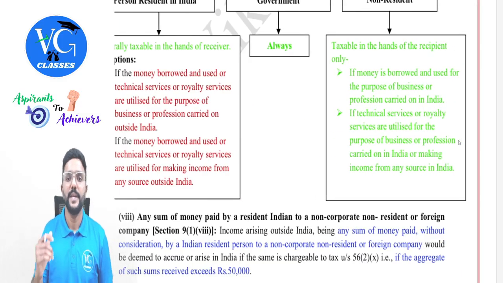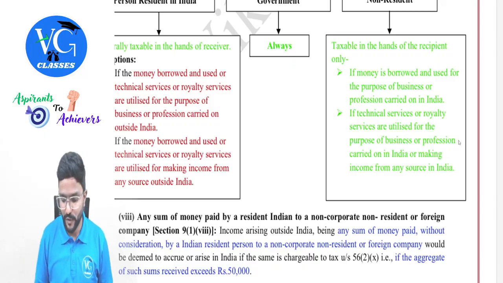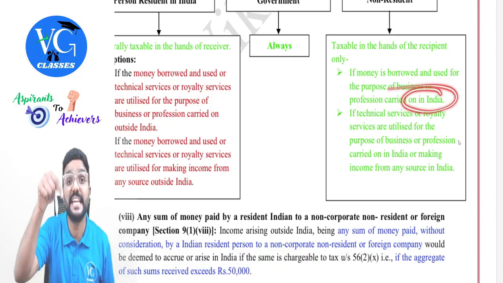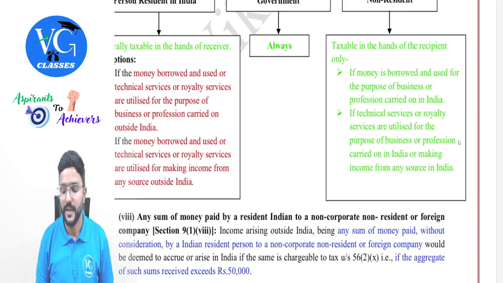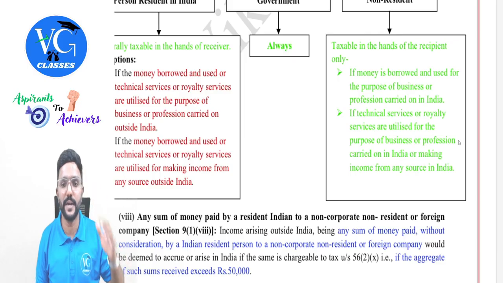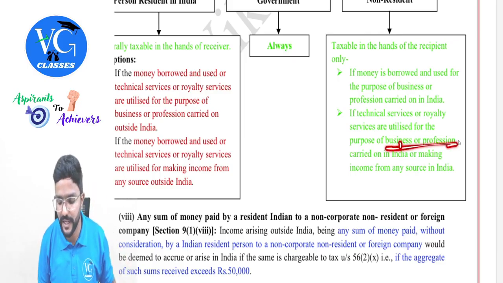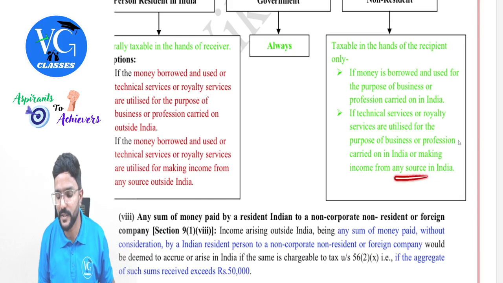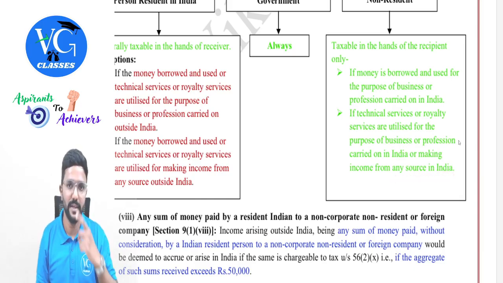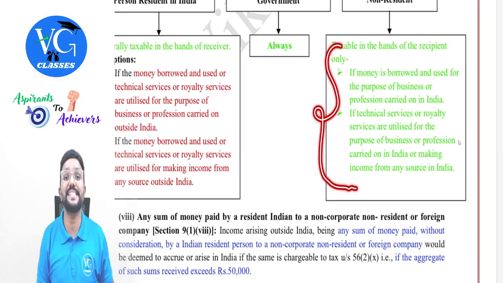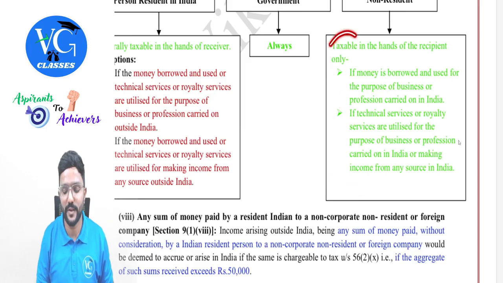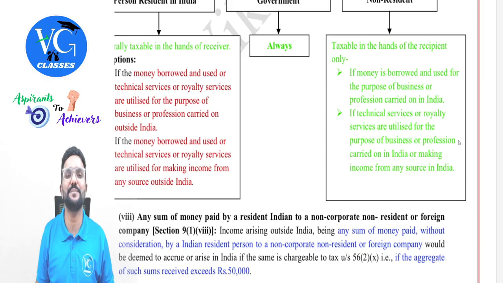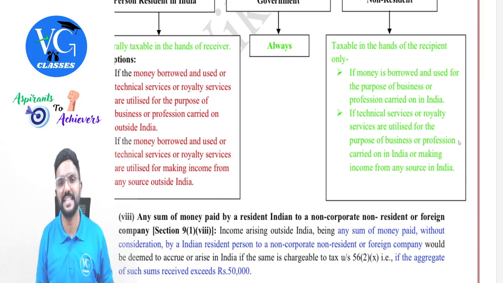What is it, sir? If the money is borrowed and used for the purpose of business or profession carried on in India, or if technical services or royalty services are utilized for the purpose of business or profession in India or for making income from any source in India, then it is an income deemed to accrue or arise in India and hence taxable in the hands of the non-resident, guys. Is that clear? In this case also, sir, what if it is outside India? Then obviously it is not an income deemed to accrue or arise in India.